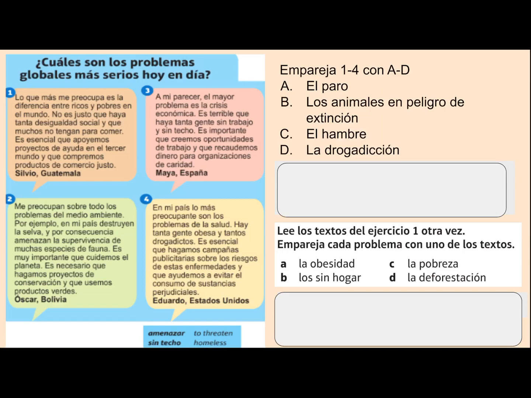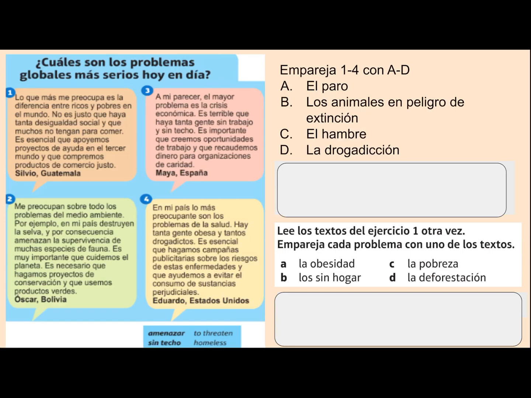Right, so at this point here, you will probably have to go onto Google Classroom. The resource is quite small, I appreciate, on the left, where you've got the text boxes, but you can zoom in on Google Classroom, or you can pause the screen, take a screenshot, you might be able to zoom in more, okay? So, ¿cuáles son los problemas globales más serios hoy en día? En pareja 1 hasta 4 con A hasta D. So we're going to match up 1 to 4, the text boxes, with A to D. So read the text, what do they mean, and then you need to match them up to the summary word.